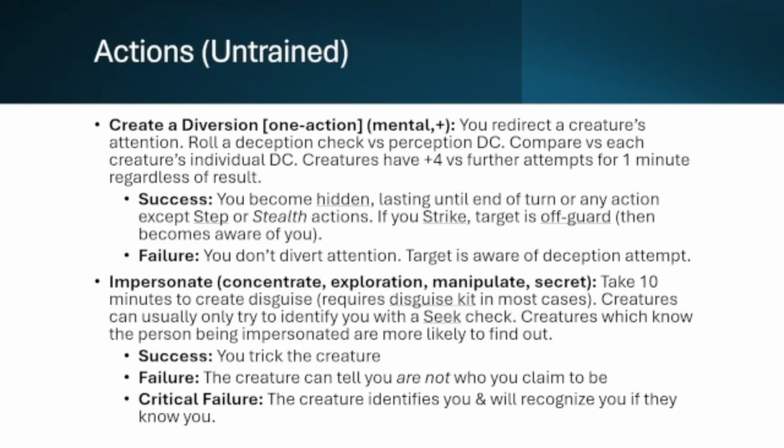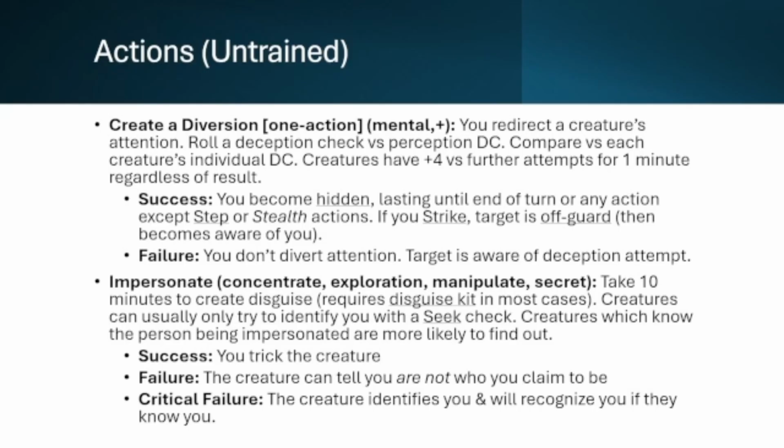Additionally, if you strike a target, it is off guard as long as you were hidden towards it. Again, if you have the case of 5 creatures and you succeed versus 3, only the 3 that you succeeded against are off guard. However, once you strike a creature, it is then aware of you, because obviously you just stabbed them.